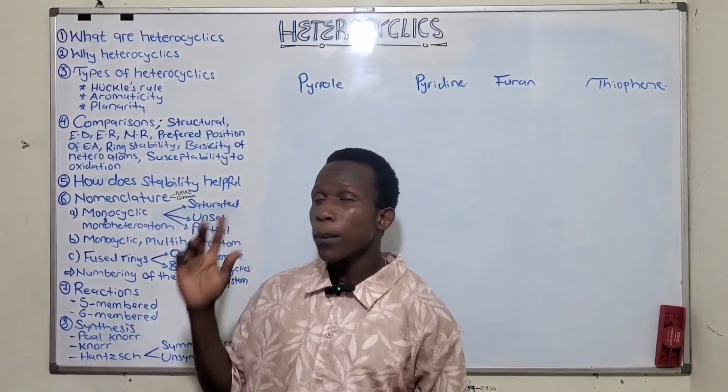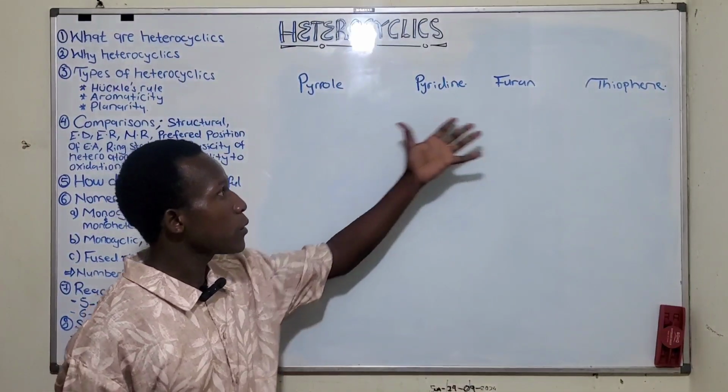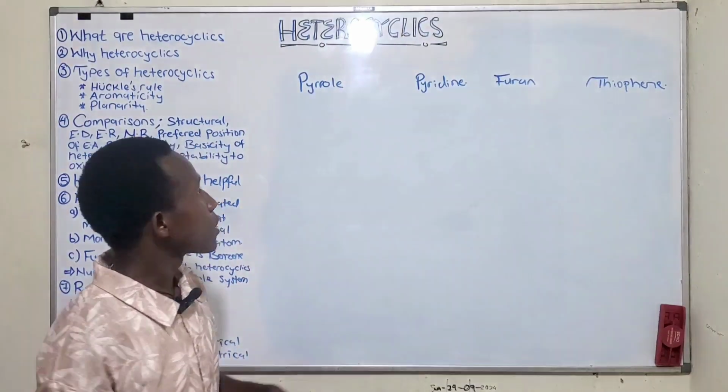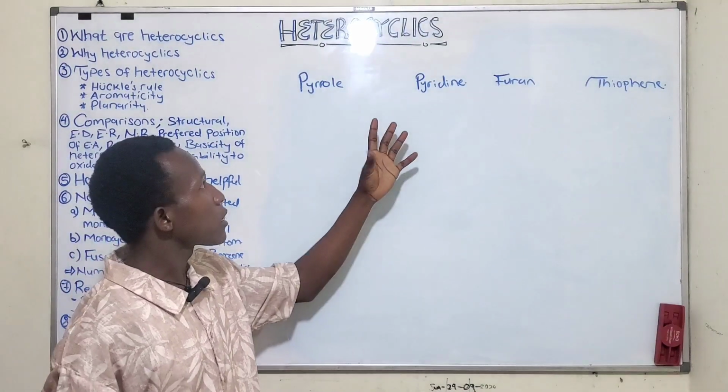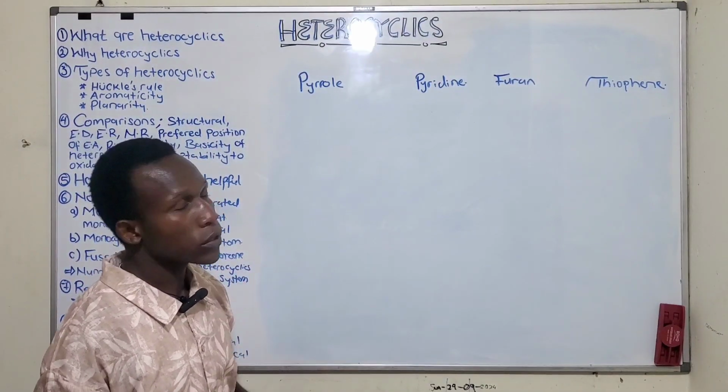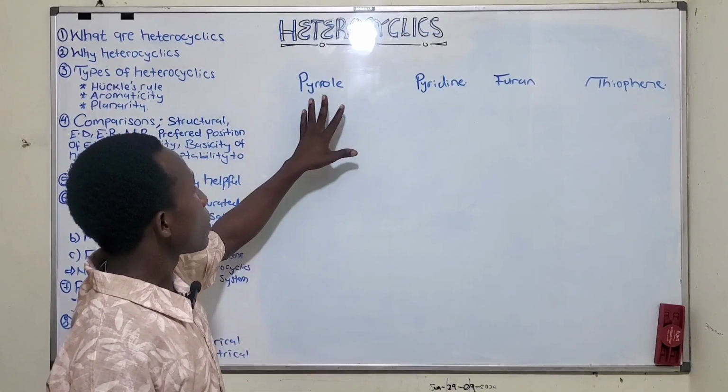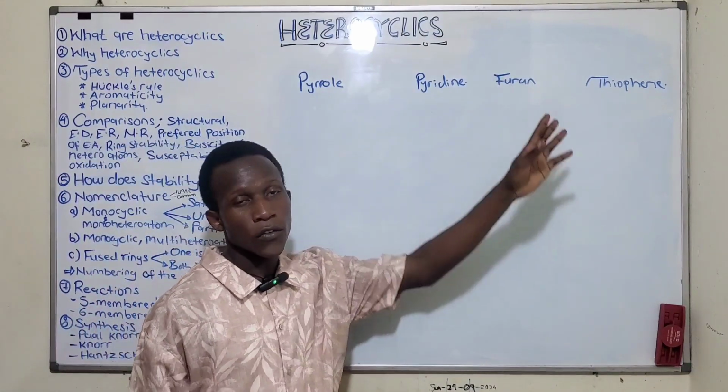Before going to comparisons, let's first talk about these four heterocyclics. We want to see how the heteroatoms interact with the carbon atoms. So we are going to talk about Pyrrole, pyridine, Furan, and Thiophene.